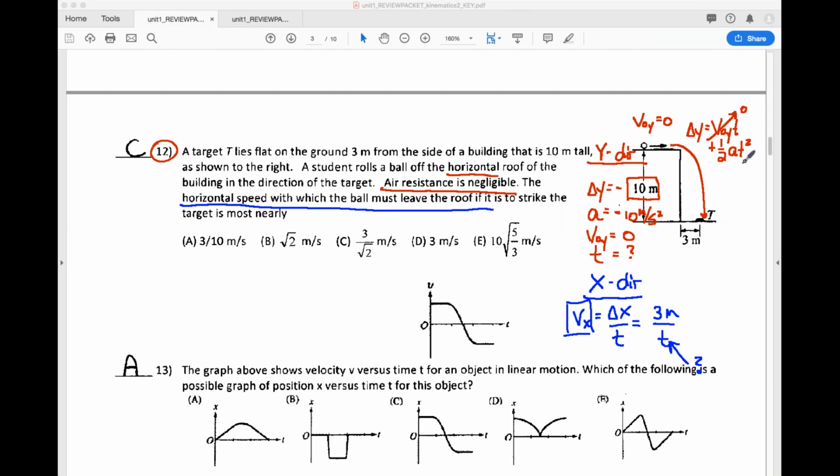So we have delta y is equal to 1/2 a t squared, and I can solve this for time by multiplying both sides by 2 and dividing by a. I get 2 delta y over a is equal to t squared. And so then I'll take the square root of both sides.